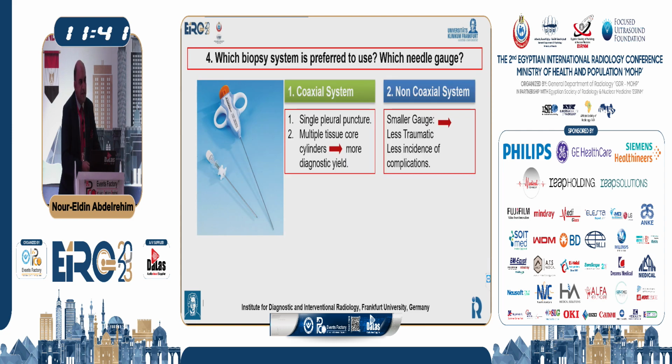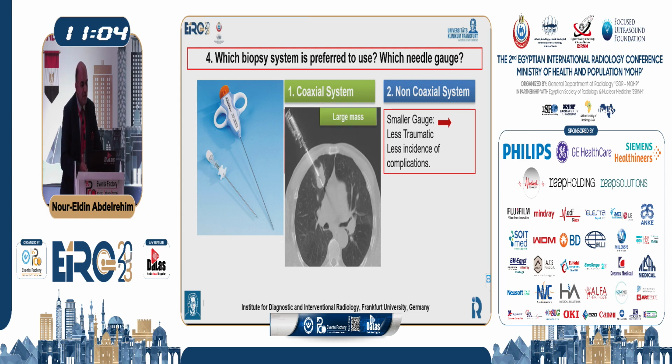Which biopsy system is preferred, and what gauge are you going to choose? We have two systems, either coaxial or non-coaxial. The coaxial system allows you to do a single pleural puncture and access the lesion without puncturing the pleura multiple times, so the risk of complications will be less, and you will get a diagnostic yield for the histopathology. The non-coaxial system allows you to have a smaller gauge and is less traumatic to the pleura and the lung parenchyma, with less incidence of complications.